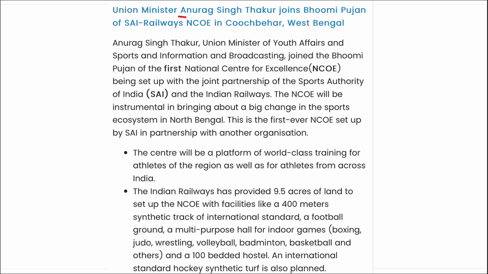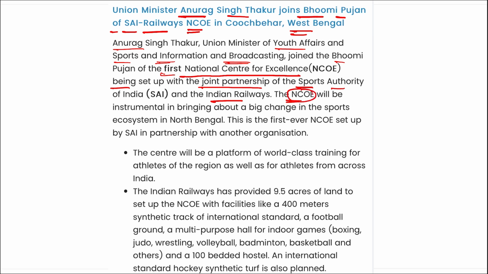Next, our Union Minister Anurag Singh Thakur has also joined the Bhumi Pujan of SAI Railways NCOE in West Bengal. I repeat, Anurag Singh Thakur, who is our Union Minister of Youth Affairs and Sports and Information and Broadcasting, joined the Bhumi Pujan of the first National Center of Excellence being set up with the joint partnership of Sports Authority of India and Indian Railways. This National Center of Excellence will be instrumental in bringing about a big change in the sport ecosystem in North Bengal, and this is the first ever national center of excellence that will be set up by Sports Authority of India in partnership with another organization.